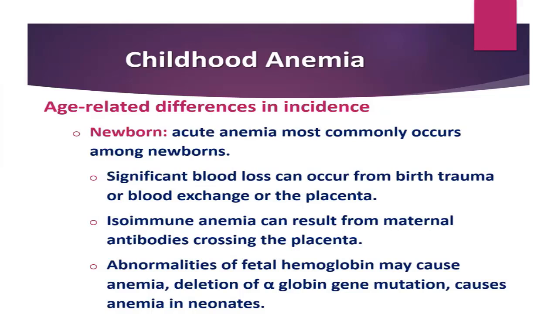The age-related differences in incidence of anemia. In a newborn infant, usually they have acute anemia, which most commonly occurs due to significant blood loss from birth trauma, blood exchange, or bleeding from the placenta. In isoimmune anemia, when the mother develops antibody, it crosses the placenta and causes hemolysis of the child's RBCs. Or abnormalities of fetal hemoglobin may cause anemia, like deletion of the alpha-globin gene mutation causing anemia in a newborn.